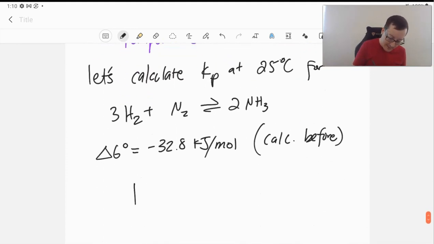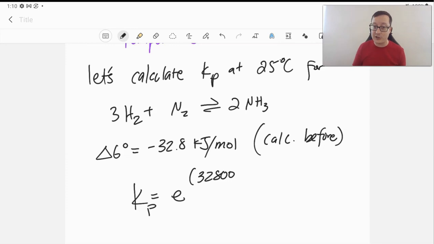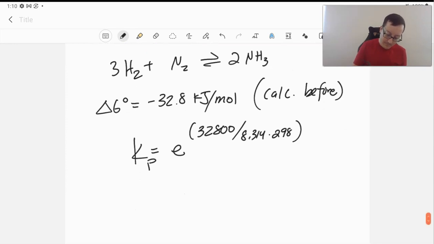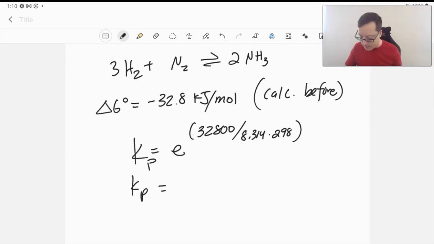So the equilibrium constant, Kp, would be equal to E to the negative delta G over RT. You want to spell all this out just like we do with activation energy, because we have kilojoules here, but our R is in terms of joules. 8.314 joules, and then 298 Kelvin. In doing so, we can say our equilibrium constant. We have to just do all this stuff. So E to the, I'm going to make sure I use parentheses because I always mess this up, 32,800 divided by 8.314 times 298.